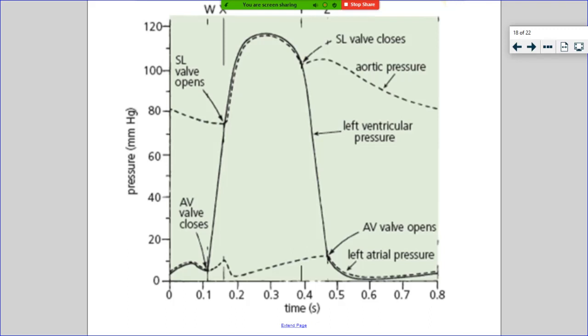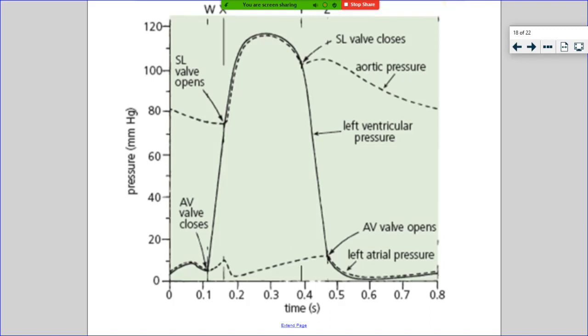So we're about 0.4 seconds now within the cardiac cycle. So we're moving into diastole, relaxation, and the blood pressure inside the ventricle begins to drop until at this point here, pressure inside the ventricle becomes lower than the pressure inside the aorta. And so the semilunar valves close. It carries on dropping the pressure in the ventricle. And eventually at this point here, the pressure inside the ventricle is now lower than the pressure in the atria. So the higher pressure in the atria forces open the AV valves between the atria and the ventricle.